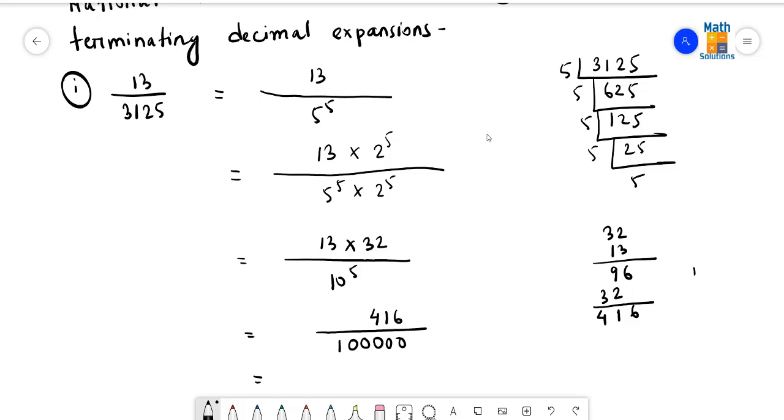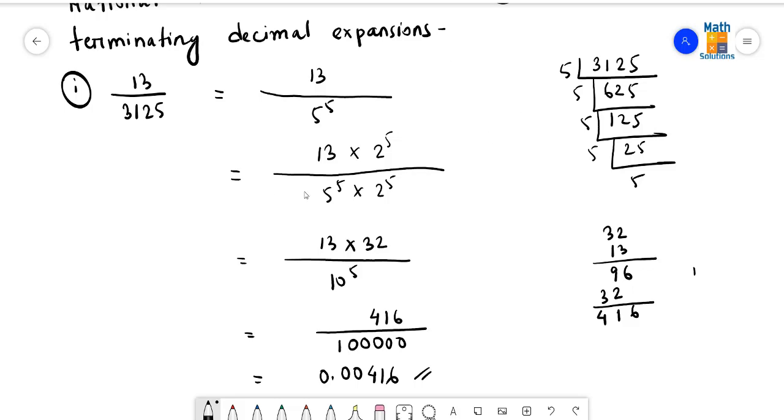Converting this into decimal format, before 416 how many zeros will come? After the point, 2 zeros will come. 2 places are to be filled in. So 0.00416. So this is the result for this first one.